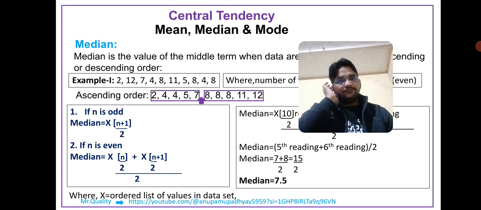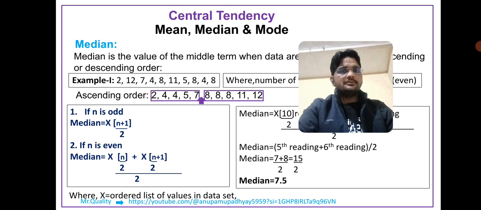But if n is odd, the median formula will be the (n+1)/2th reading. If n is even, then the formula is already explained: the (n/2)th reading plus the (n/2 + 1)th reading, whole divided by 2.